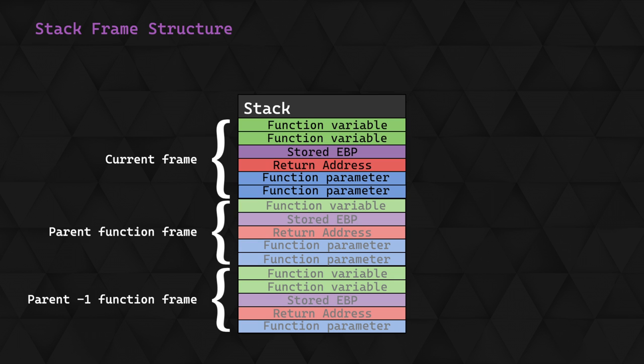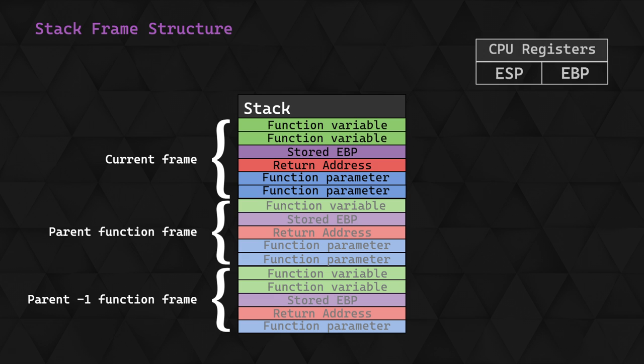And finally, below the return address, we can see any parameters that the function or procedure has been called with. The ESP points to the top of the stack, and the EBP points to the base of the stack. This allows for parameters and variables to be referenced as an offset from the EBP address.